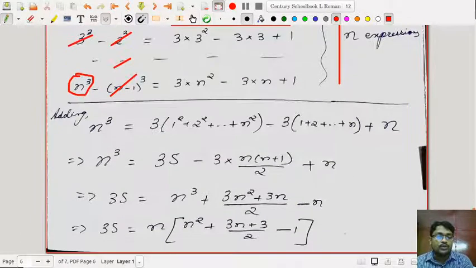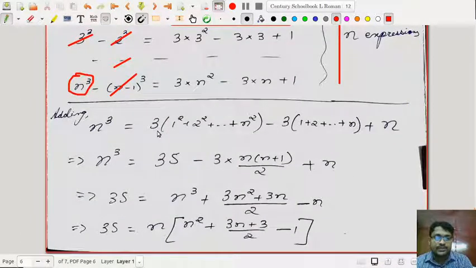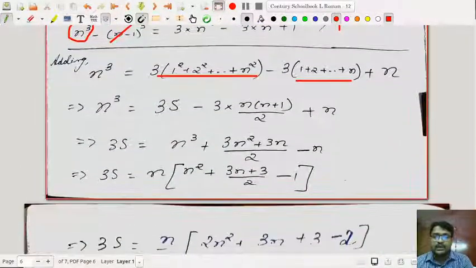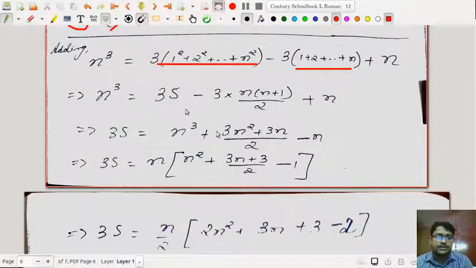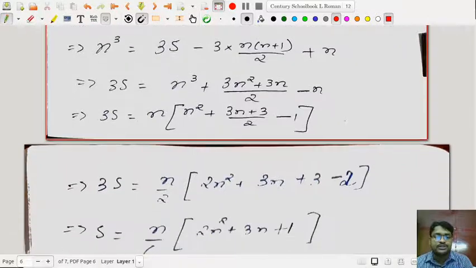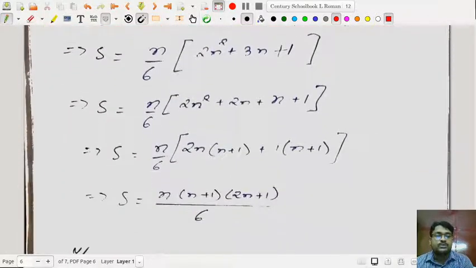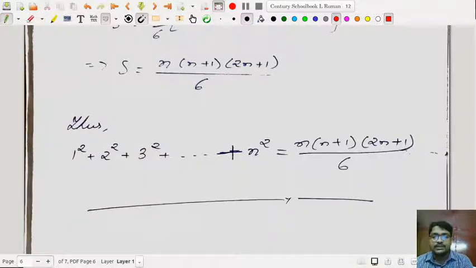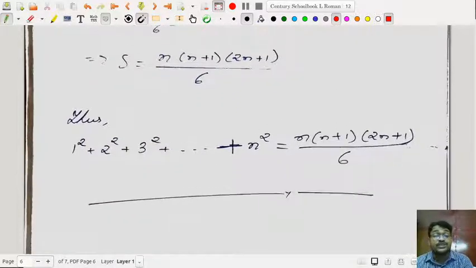So it's n cube on the left side, and on the right side you can just take 3 common. It's 1 square plus 2 square plus up to n square. This is 1 plus 2 plus up to n, and if you add 1 n times, then you will get the result as n. So the last term is n here. This is just a little bit of simplification. If you simplify this expression, you will get s equal to n into n plus 1 into twice n plus 1 by 6. This is the sum of the squares of the first n natural numbers.